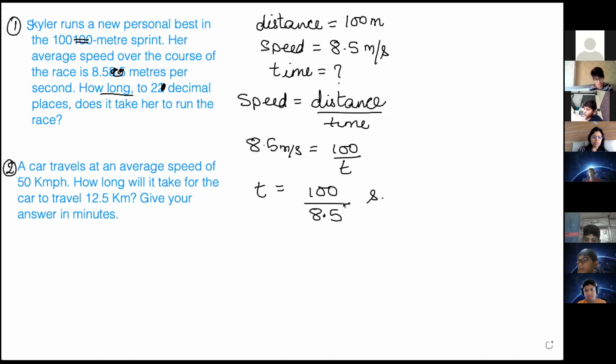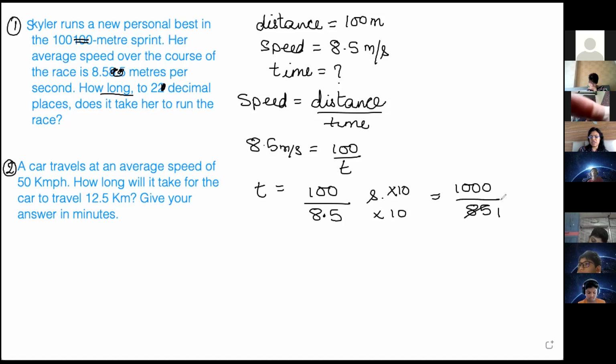I cannot do it on my own. What do I need to do to make it into 10? You have to multiply by 10. Into 10 and into 10, numerator and denominator, both you have to do the same thing. Only one you cannot do. So what is the answer? 1000 upon 85.